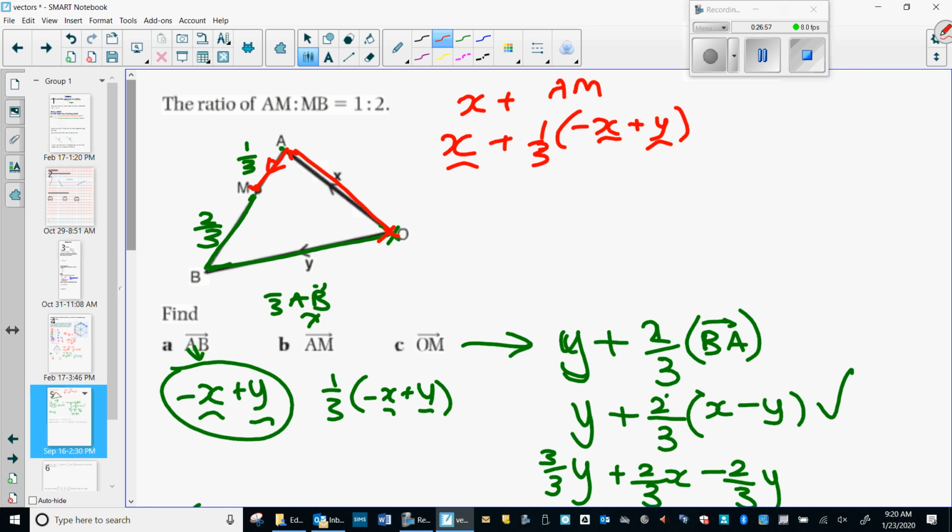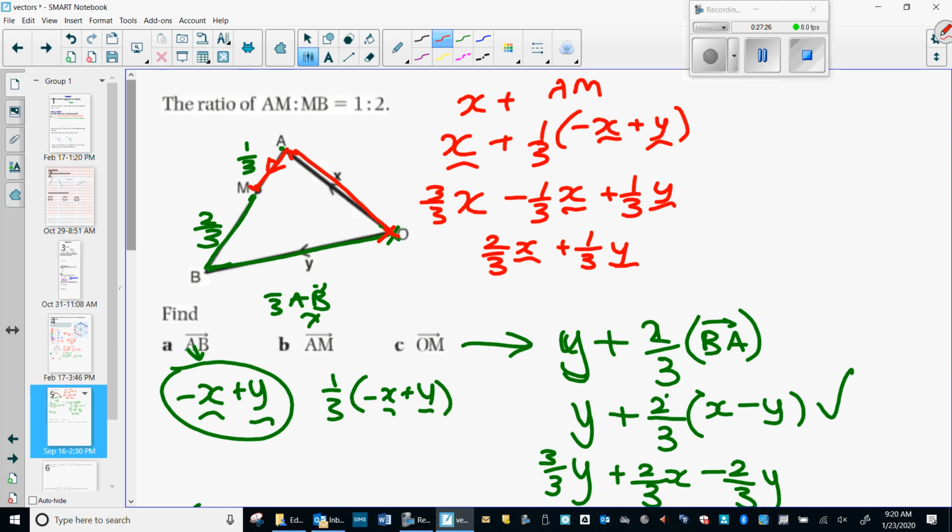Wait, then that's it? No, we've got to expand it all out. So we've got X, and then we've got minus a third X, and we've got plus a third Y. So we've got 3/3 X minus 1/3 X is 2/3 X, plus 1/3 Y. And lo and behold, it's the same answer.